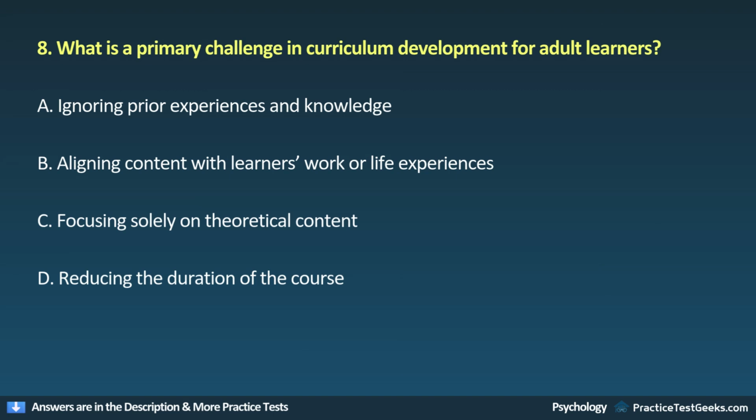8. What is a primary challenge in curriculum development for adult learners? A. Ignoring prior experiences and knowledge. B. Aligning content with learners' work or life experiences. C. Focusing solely on theoretical content. D. Reducing the duration of the course.